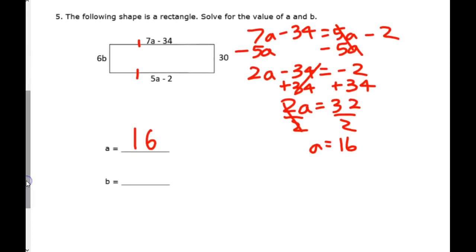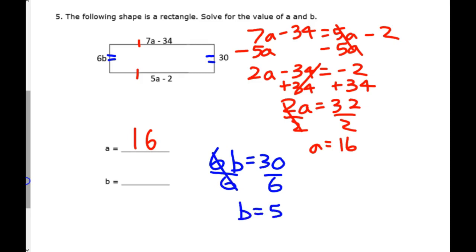Then, for my b's, I know these opposite sides are congruent. 6b equals 30. Just divide by 6, and I get 5. Alright, that's your quiz, it's just like this, okay?